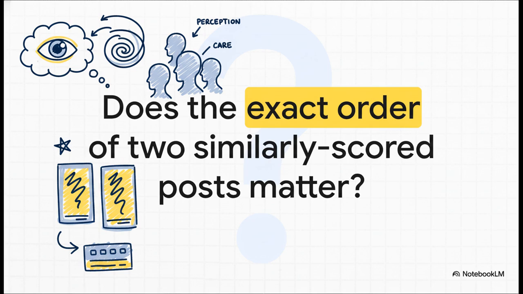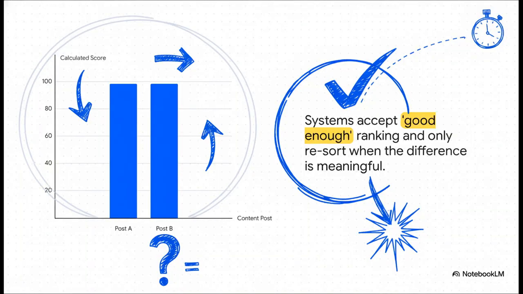This brings us to the third big strategy. And this one is all about psychology, really. It comes down to a simple but really important question. What do we, as users, actually notice? Think about it. If one post has a score of 98.7 and another has a score of 98.6, do you really care which one shows up first? The answer, of course, is no.